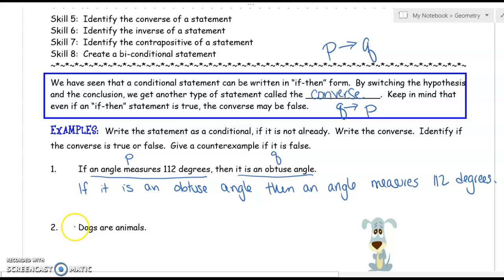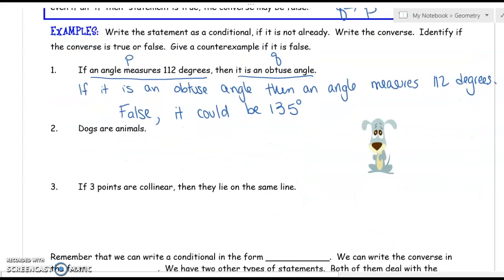Is that going to be true? Well, is it always true that if it's an obtuse angle, it measures 112 degrees? No, that's not always the case. A counterexample could be some other kind of obtuse angle, like 135 degrees. It could be 91 degrees. It could be 100 degrees. It could be any other angle measurement between 90 and 180. So that's going to be false.